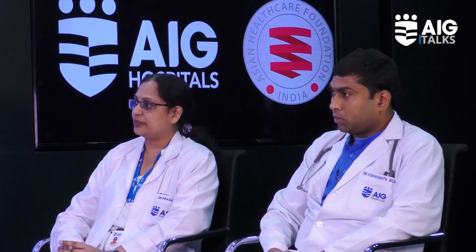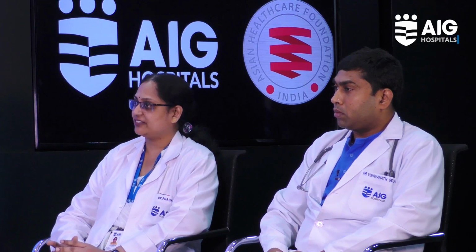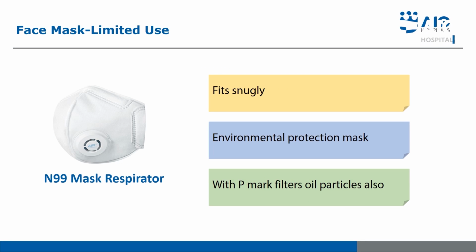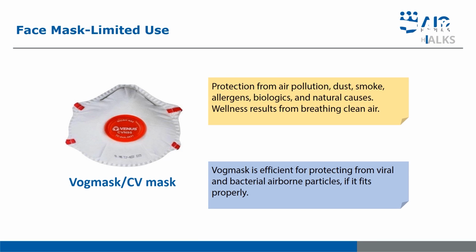But we also have better masks like the N95 and N99. The N95 fits snugly to the face and filters out about 95% of airborne particulate matter. The N99 is even better, filtering about 99% of airborne particles. And the Vogue mask is another one which is available. It is also a type of N99 mask which can filter out 99% of airborne particles. Along with that, it can even filter the pollutants which are commonly prevalent in the air, so it's used as an anti-pollution mask as well.